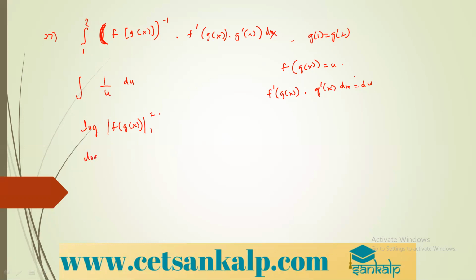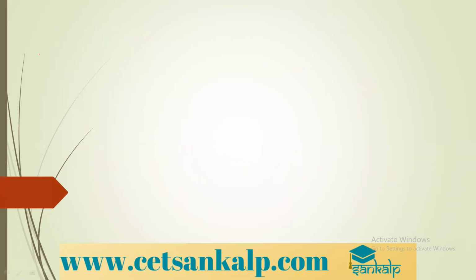So when I put 2, I have log of f of g of 2 minus log of f of g of 1. But because g of 1 and g of 2 are same, instead of g of 1, I can write g of 2 only, which makes it 0. See, it's very easy. With one substitution, you can do it quickly. Like this, there are many more tricky questions.